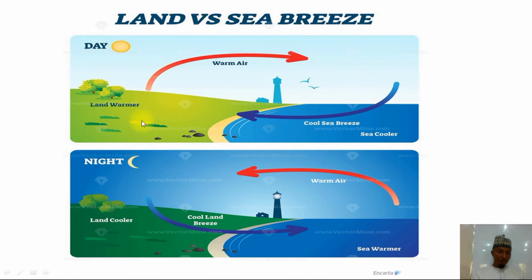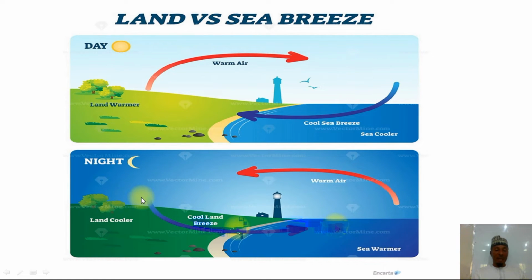Now, this is because by daytime the land tends to be warmer than the sea. So warm air from the land rises up, then cold air from the sea flows in to replace it. So this kind of breeze is called the sea breeze because it's coming from the sea. But during the night time, the opposite of the sea breeze occurs, and we call it the land breeze because the wind flows from the land towards the sea.